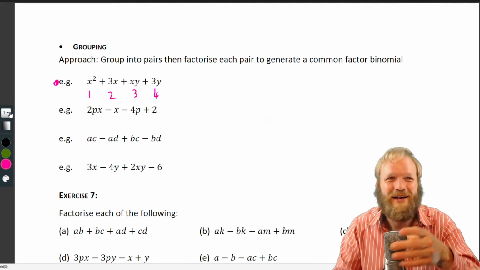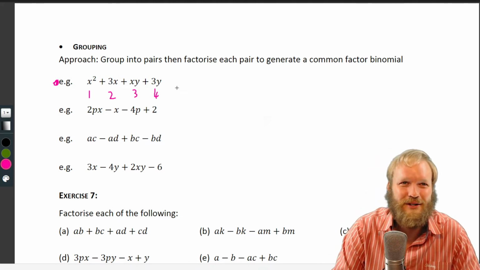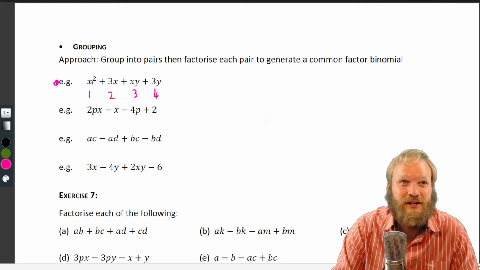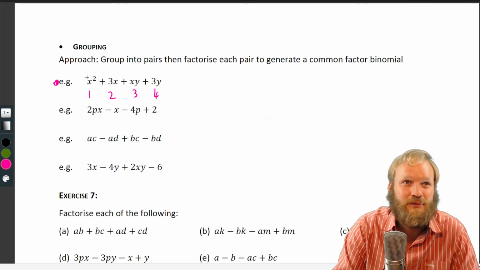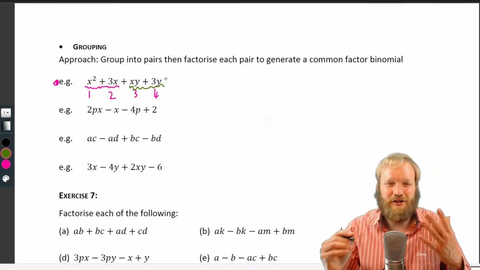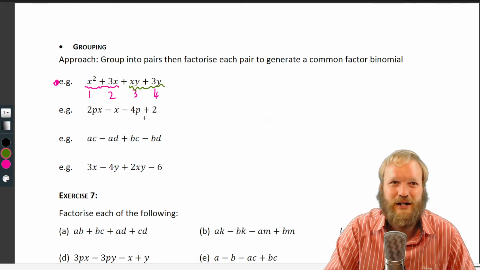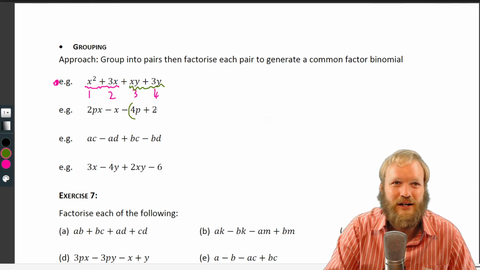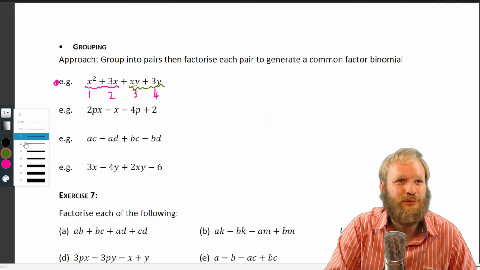Okay, so the way we could group it, we've really got two options here. Let's go 1 and 2 and then 3 and 4. I'm going to underline the different bits. I'm not putting brackets around them because if you put brackets around them, it might change things. Mental brackets, sometimes people call these.